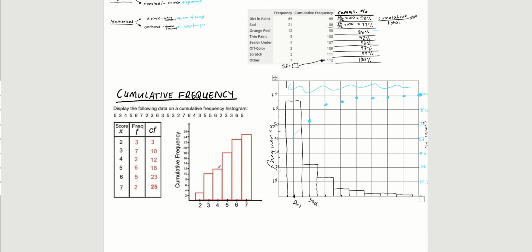And then we draw straight lines with your ruler in between all of them. And they should always be increasing. Mine's a bit dodgy. And that there is your cumulative percentage. And there's your Pareto chart.